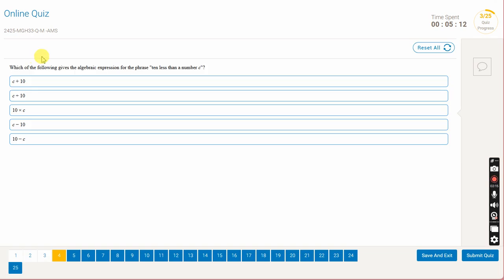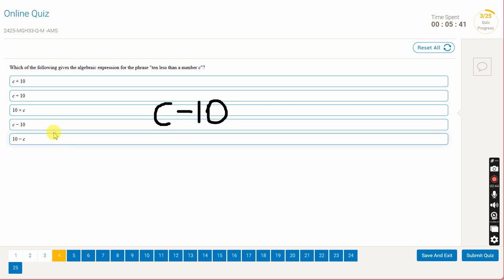Which of the following is algebraic expression for the phrase 10 less than the number c? Now, for subtraction, you can write it either like this or like this. Okay? So what will we do here? We have to understand what they are saying. 10 less than a number c. So c, and subtracting from it 10. Because what are they saying in the question? 10 less than. So they're subtracting 10 from c. Okay, understand it this way.